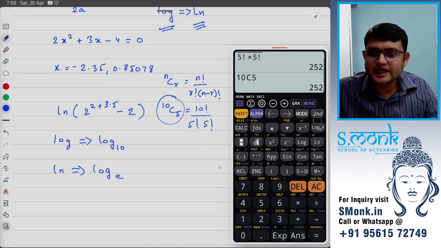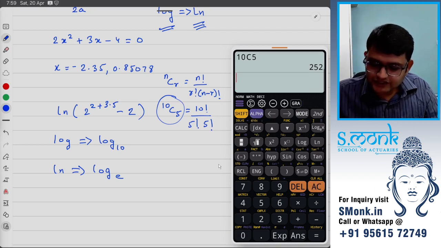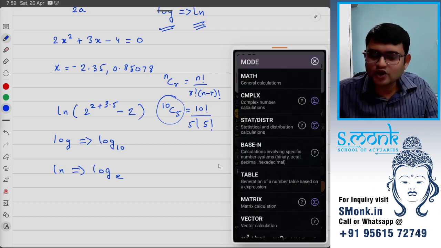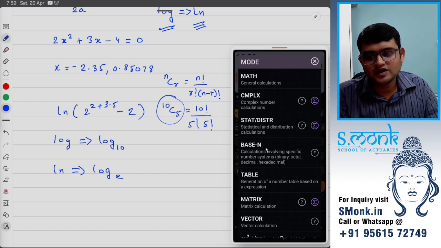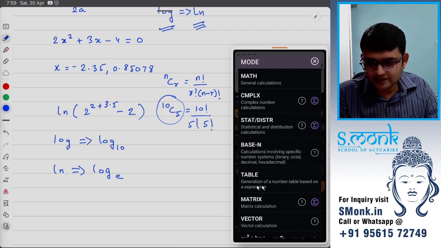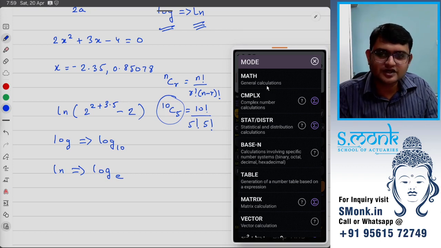We'll be learning more functionalities of the calculator as we go along, and there are many unique functionalities. If you press mode, you will find a lot of different modes. We'll not be using complex mode, but statistics we'll be using. We don't use base n, but table we'll be using, matrix, vector we don't use. So maths, statistics and table, these are the 3 modes that we use.